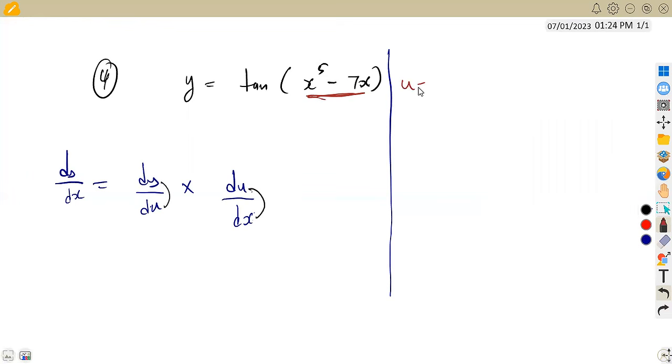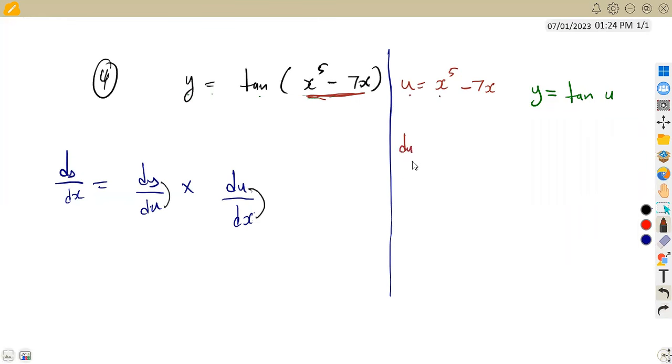So let our u be equal to x to the exponent of 5 minus 7x. That means we are going to rewrite this part now as y is equal to tan, this part represented with u. This whole part is now u. So this is going to be tan u in this case. So that is going to be our y. Once we've got this part, let us differentiate u with respect to x.